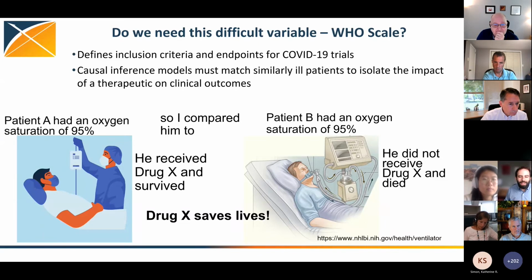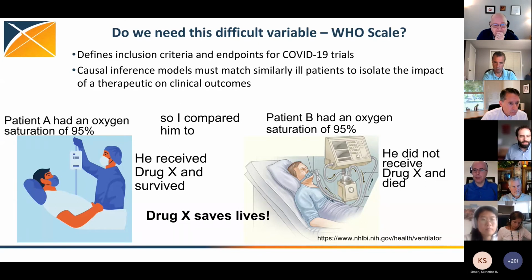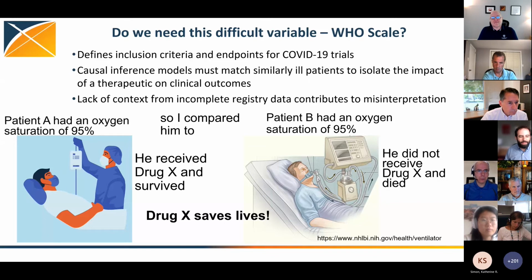So we really do need this to make sure we're comparing patients of equal severity. And if we don't get this right, you can misinterpret the data and get erroneous conclusions like, hydroxychloroquine saves lives. Go next slide.